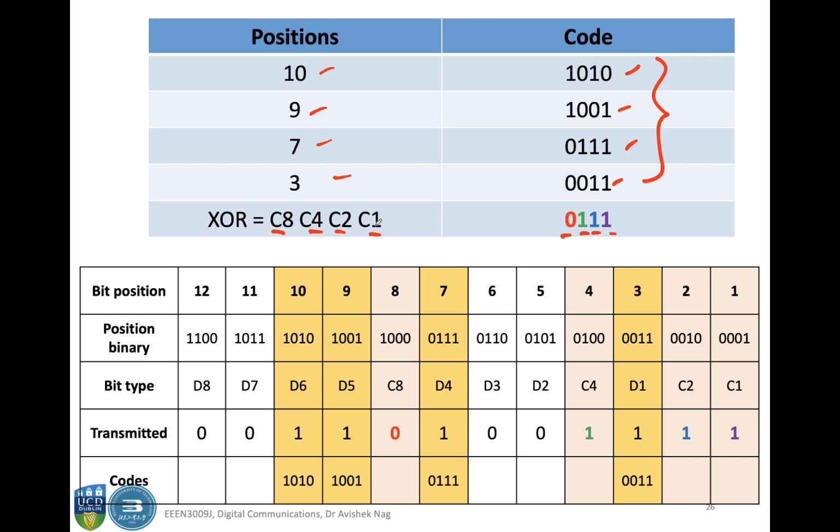So your C8 is 0, your C4 is 1, your C2 is 1 and your C1 is 1. So that's the entire block of 12 bits that you are transmitting, where C1, C2, C4, C8 reside in the first, second, fourth and 8th positions, and everything else is data. So you can see that the check bits are hidden within the entire frame. They are not just appended at the end.